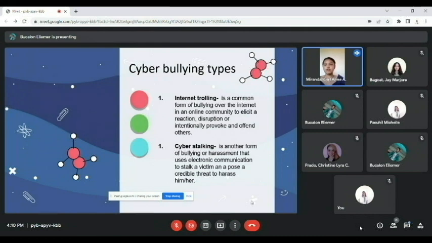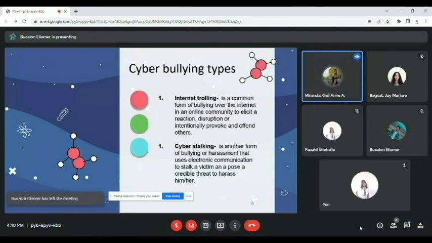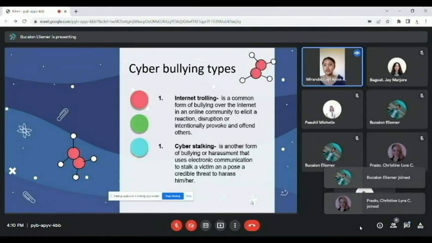There are various types of cyberbullying, such as internet trolling and cyberstalking. So first is internet trolling. It is a common form of bullying over the internet in an online community to elicit a reaction, disruption, or intentionally provoke and offend others. Moreover, it is when a person intentionally antagonizes others online by posting inflammatory, irrelevant, or offensive comments or other disruptive content.